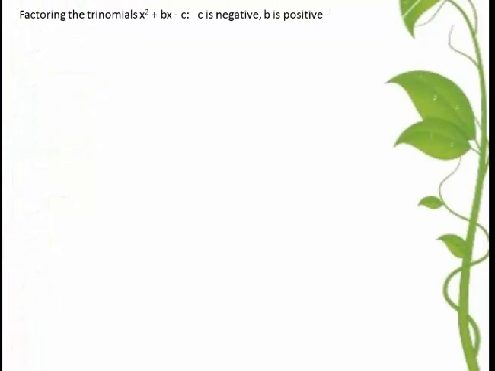Now we have a situation where B is positive and C is negative. So when we have C negative, this means we have one positive factor and one negative factor. And then when B is positive, this means the positive factor is larger. Because when we add a positive and a negative together, we subtract the numbers, and the number with the larger number, we keep that sign. So the positive number or factor would be a larger number.